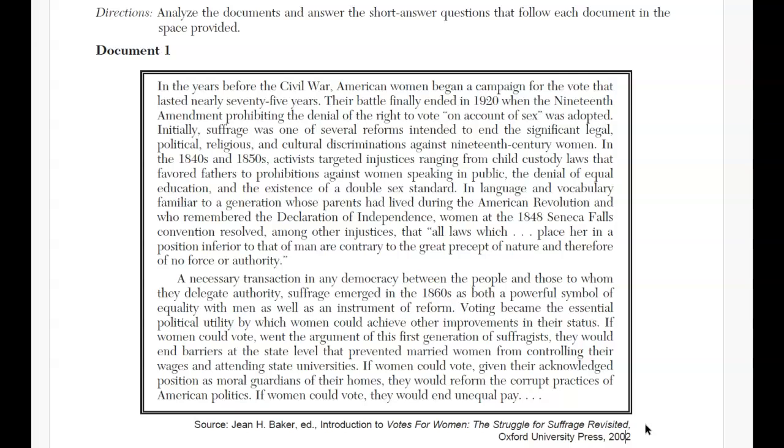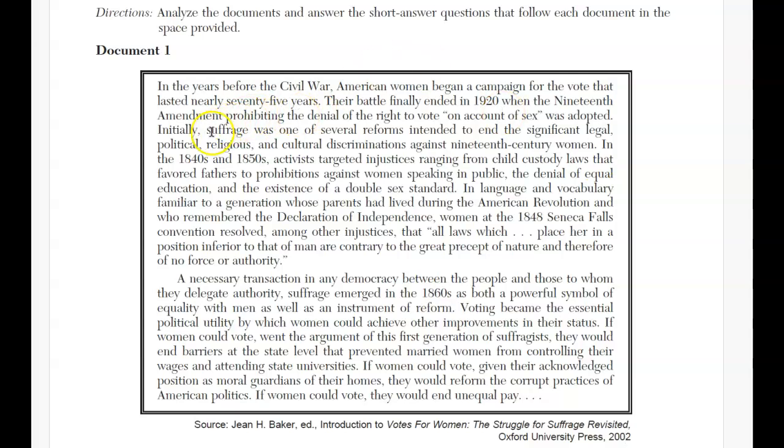So in the years before the Civil War, American women began to campaign for the vote, a campaign for the vote that lasted nearly 75 years. Their battle finally ended in 1920, when the 19th Amendment prohibiting the denial of the right to vote on account of sex was adopted.